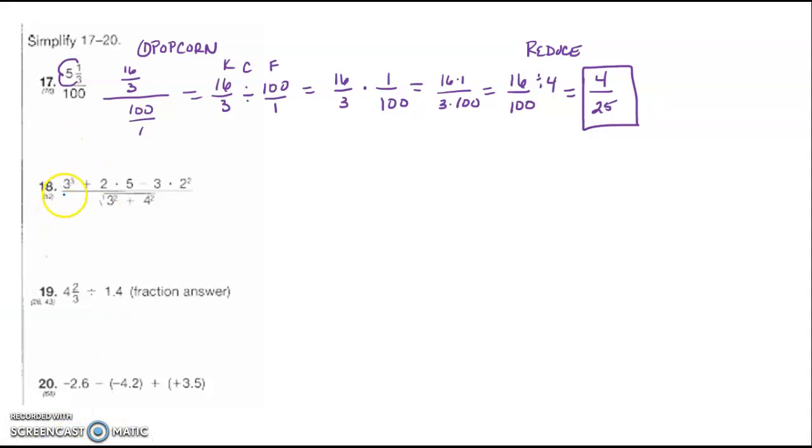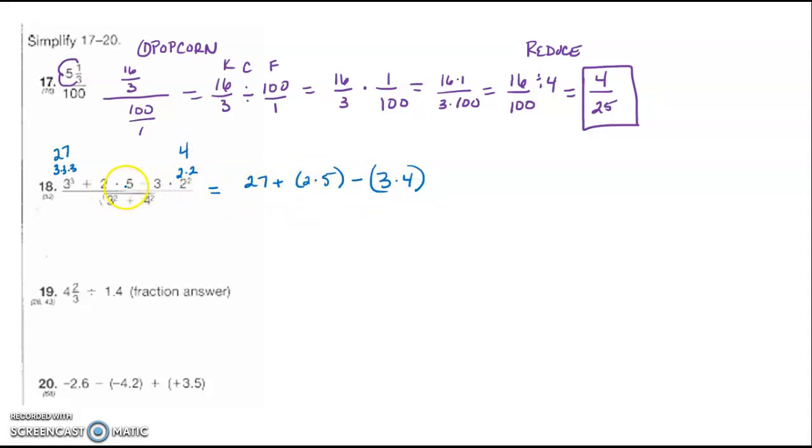Okay. So here I have 3 cubed plus 2 times 5 minus 3 times 2 squared over the square root of 3 squared plus 4 squared. So let's get into this. This is going to be 3 times 3 times 3. This is going to be 2 times 2. So let's see. 3 times 3 times 3 is 27. So I have 27 plus 2 times 5 minus 3 times, this is 4.